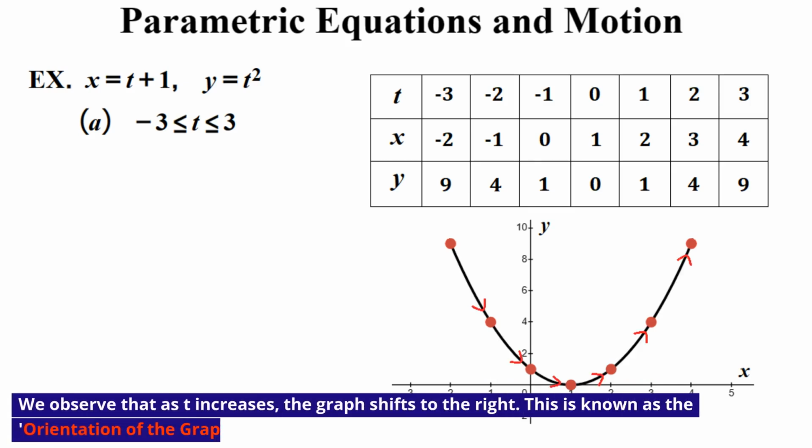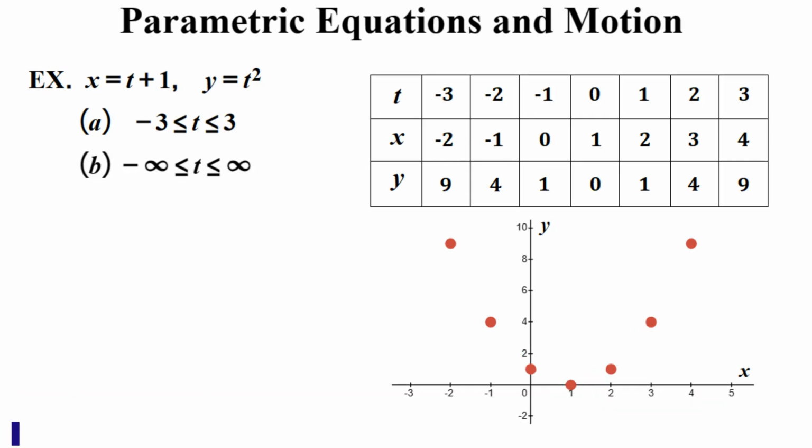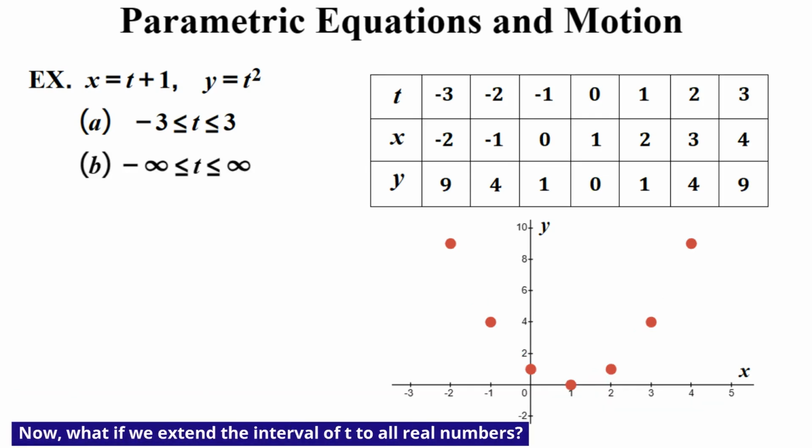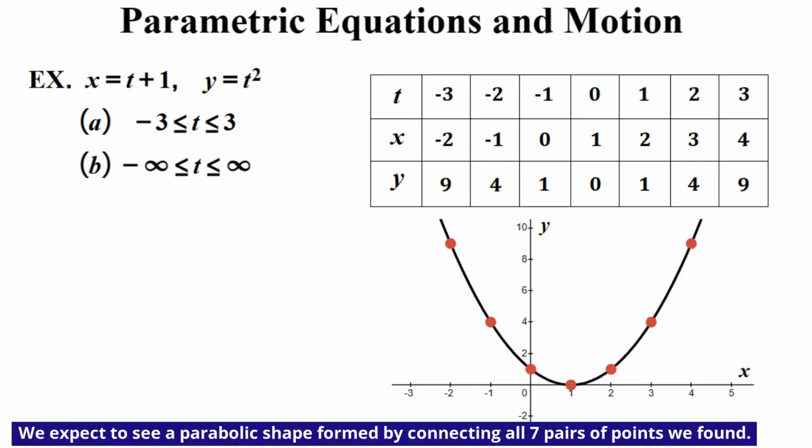We observe that as t increases, the graph shifts to the right. This is known as the orientation of the graph. Now, what if we extend the interval of t to all real numbers? We expect to see a parabolic shape formed by connecting all 7 pairs of points we found.